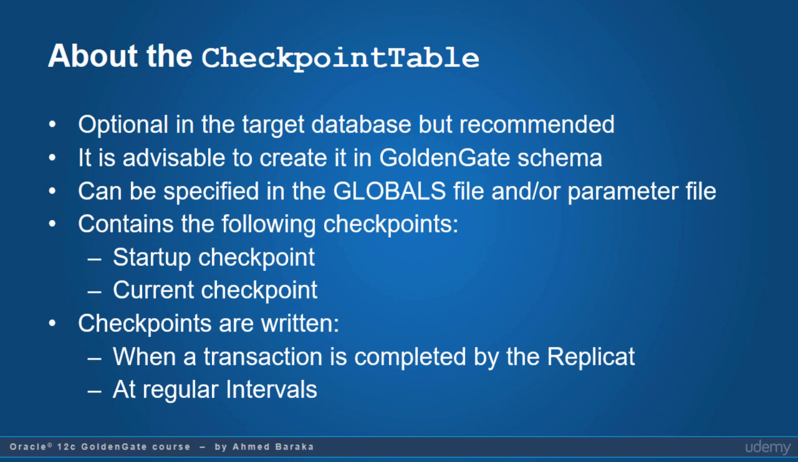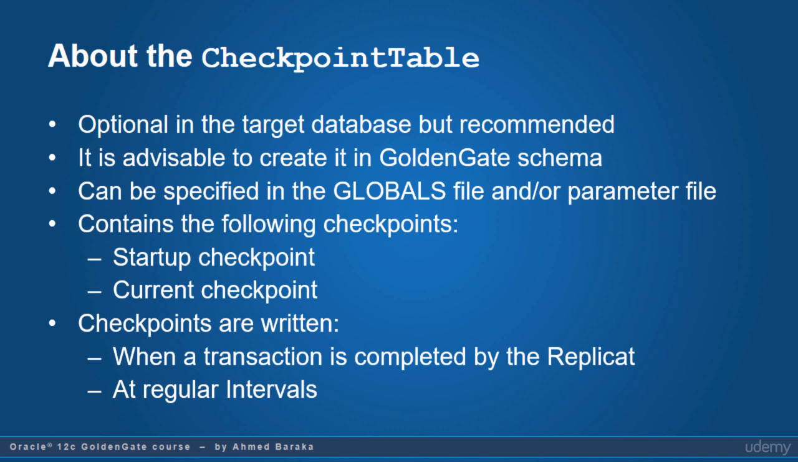When does the replicate write its current checkpoint into the checkpoint table and into the checkpoint file? A replicate writes its current checkpoint in two cases. Firstly, after it completes a transaction. It is guaranteed that a checkpoint is saved immediately after a transaction is committed. Secondly, at regular intervals. Every specific period of time, the replicate writes its current checkpoint.